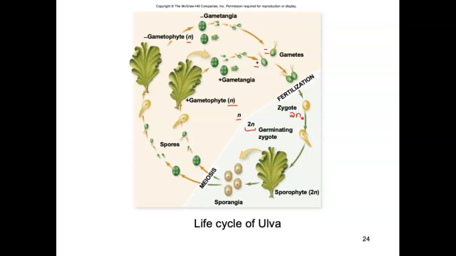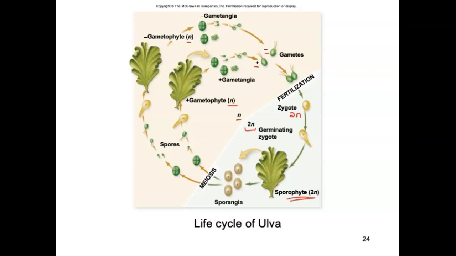The zygote now can germinate and grow and develop into a sporophyte, which is 2N, multicellular. Through meiosis, it's going to produce a bunch of spores here. And the spores will then grow and develop into these multicellular gametophytes. So again, a weird kind of goofy way of reproducing, but obviously it's worked evolutionarily. Some of these things have been around for hundreds of millions of years, and they're still there. They're still doing their thing.